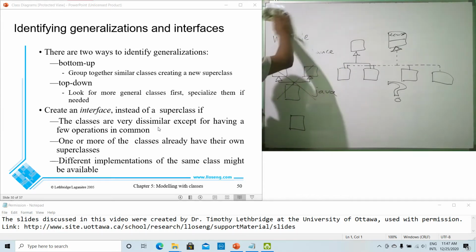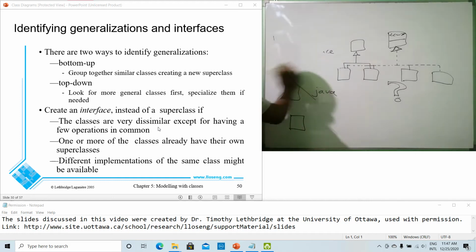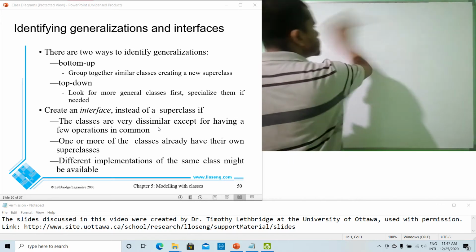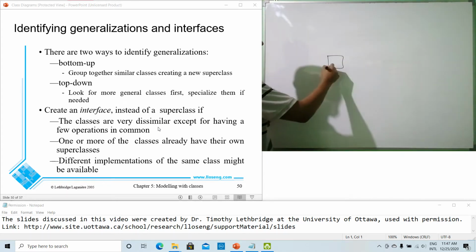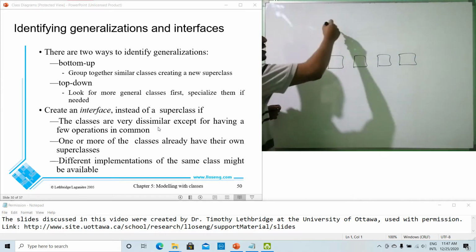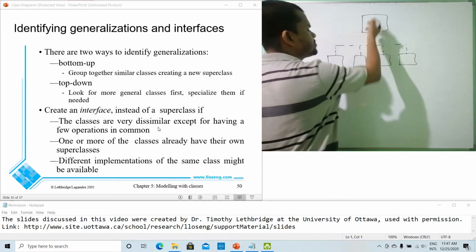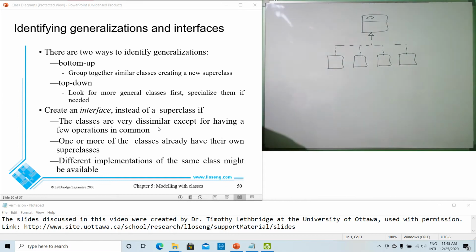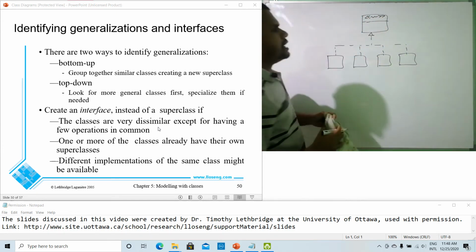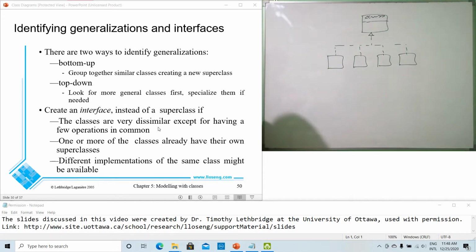Then the third situation is when different implementations of the same class might be available. If you have one particular class with different implementations, then using an interface, we can group them together. That is the other situation.